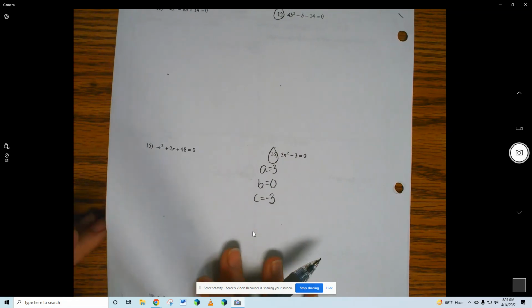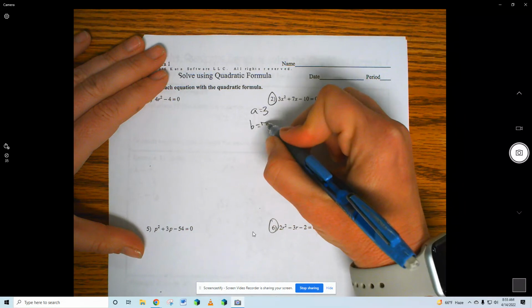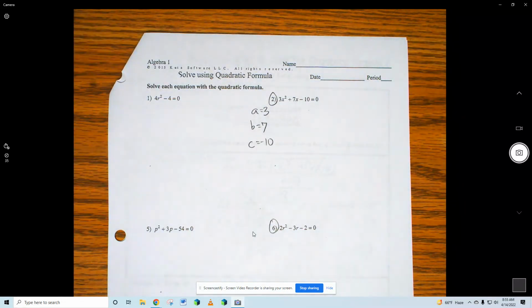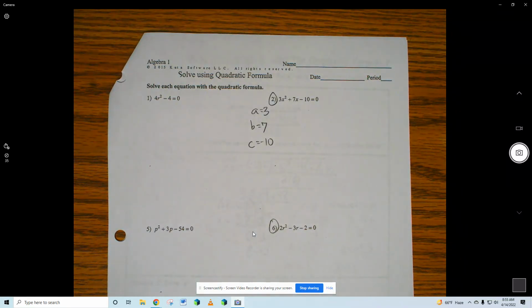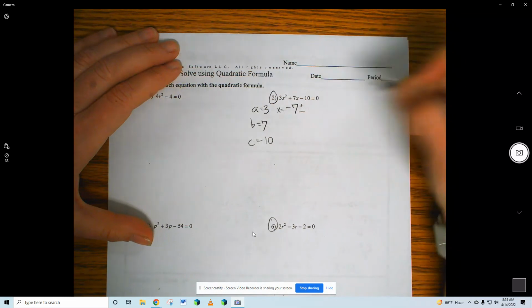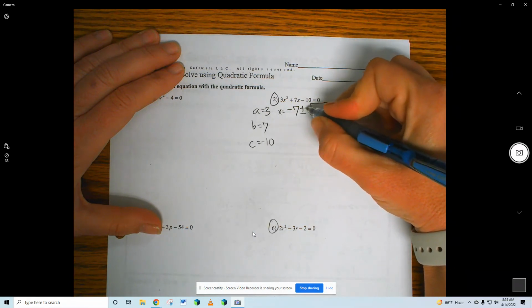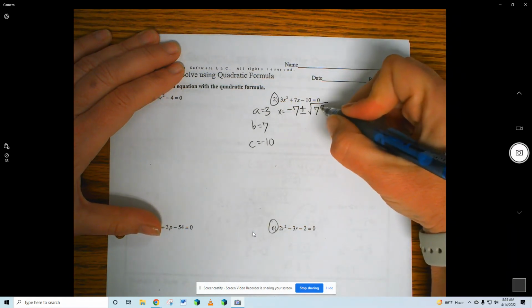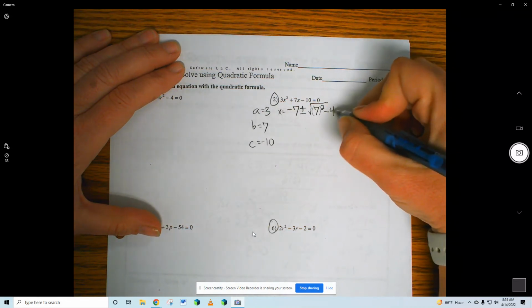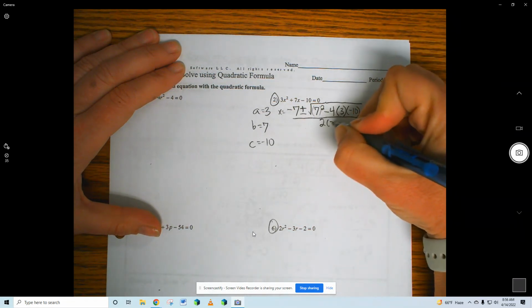All right, I will start you off with number 2. Put on the side the A, B, and C, because you need the room for your formula on the right. Negative 7, plus or minus, so that's negative b, negative 7. The square root of 7 squared minus 4 times 3 times negative 10 over 2 times 3.